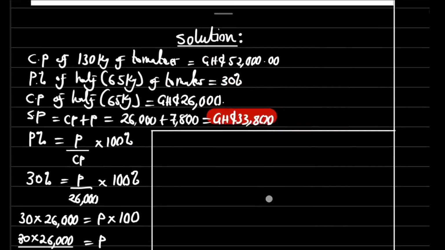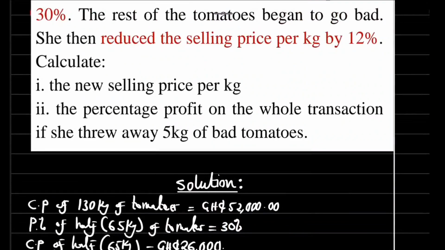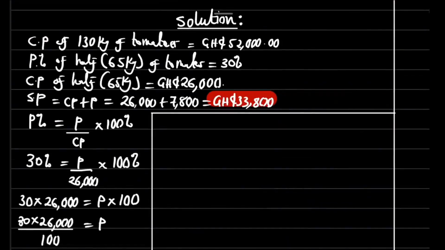So how do we get the new selling price per kg after reducing, because it began to go bad, after reducing the selling price per kg by 12%? Okay, so that means we'll have our new selling price coming up. New selling price per kg is equal to the old selling price per kg, follow carefully, minus the old selling price per kg multiplied by the discount rate, which is the reduction. So that's what we're going to do.